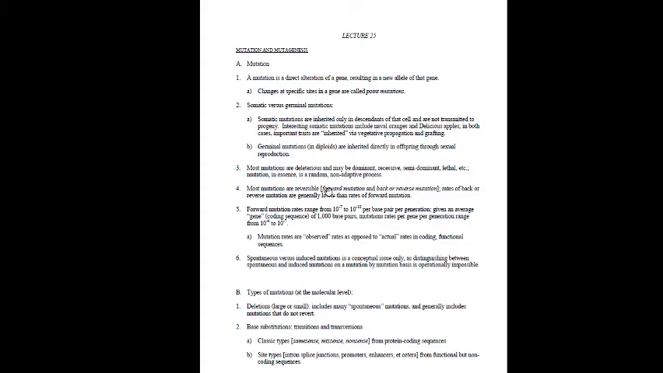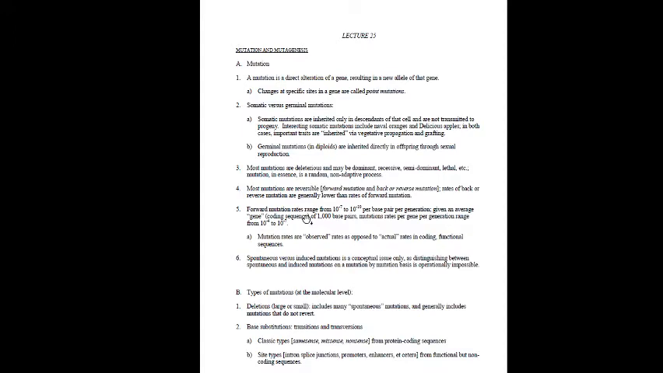In essence, or in summary, it is a random non-adaptive process. Most mutations are reversible, that is forward mutation and back or reverse mutation. The rates of back or reverse mutation are generally lower than rates of forward mutation, because mutation is a major factor determining evolution. Thus it is seen very rarely in nature that back mutations or reverse mutations are frequent.